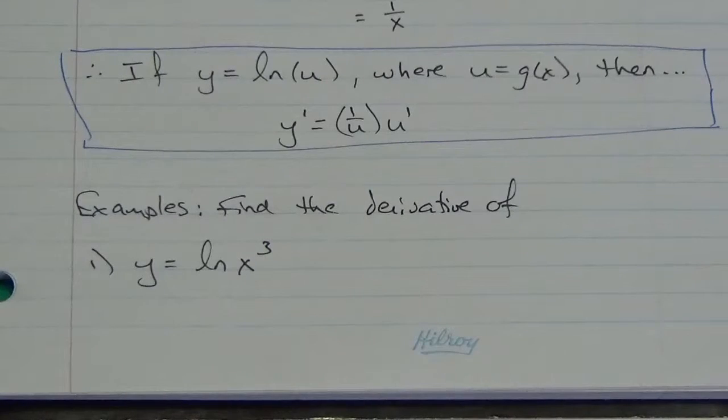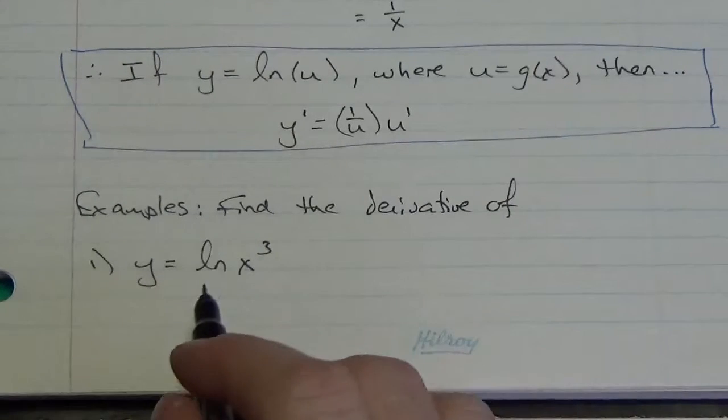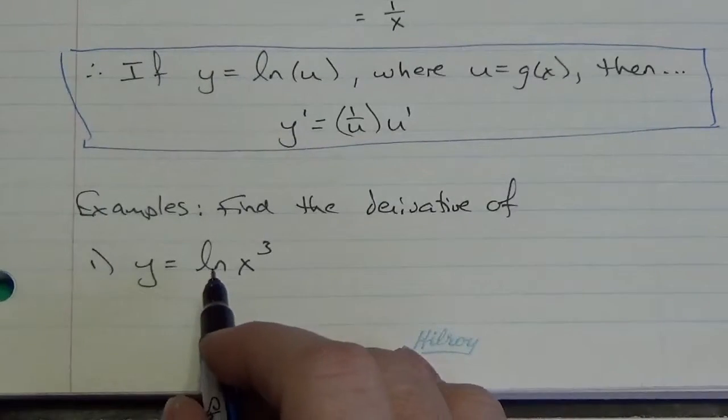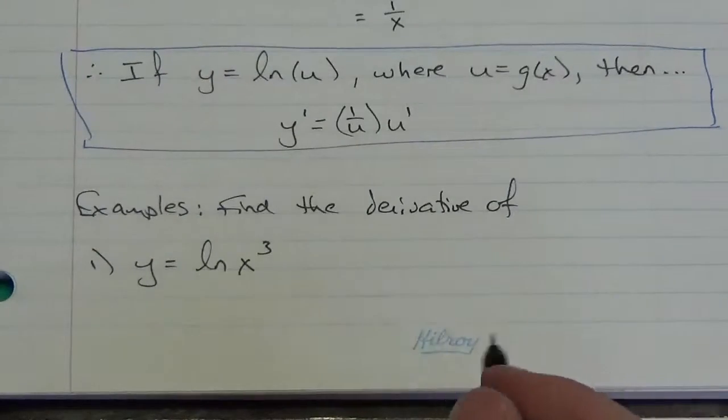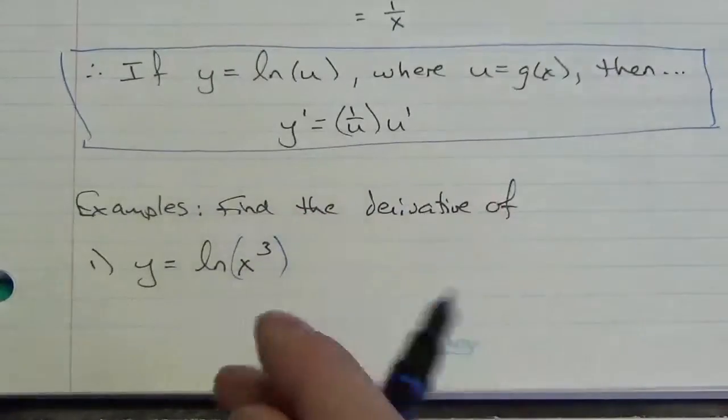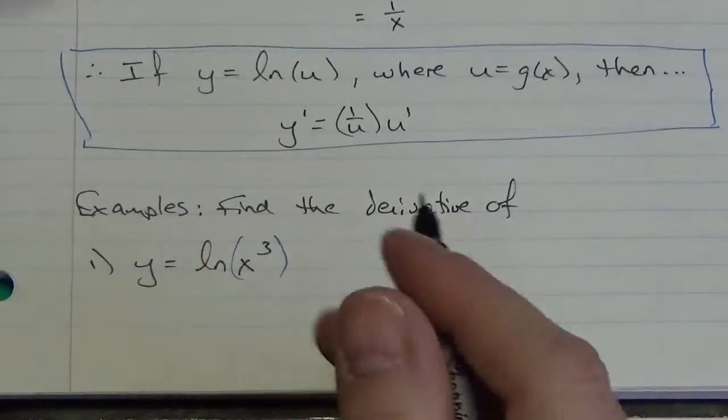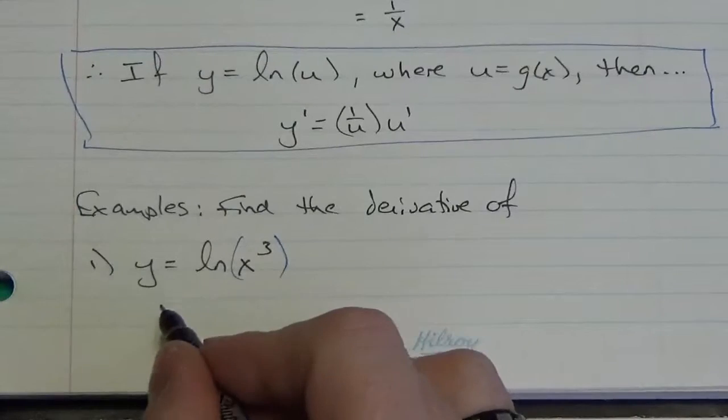Okay, so here we go. Let's take a look at a couple of examples here. Find the derivative of y is equal to the natural log of x cubed. Bear in mind that x cubed is within the logarithm here. So one way that you could approach it is to do it like this.